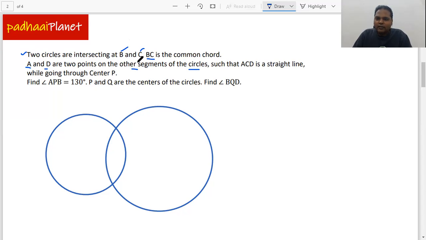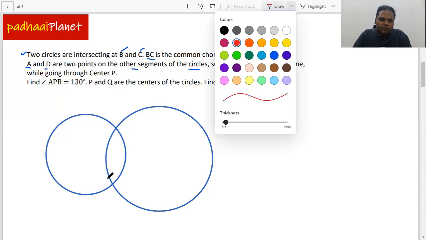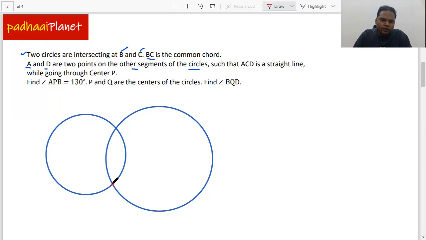So let's start putting this question onto this figure. The first thing is that there are 2 points where these two circles are intersecting. So let's have these 2 points drawn here. Suppose this is B and say this is C. So I'll put the names also. So this is B and C, and BC is a common chord for both the circles. This is what is given in the question.